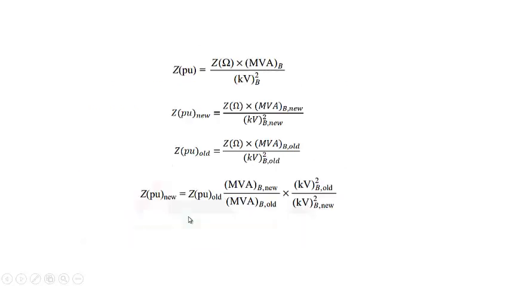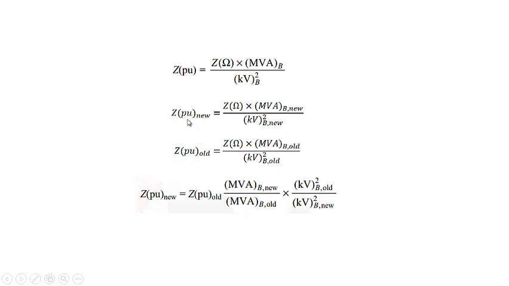So in that case, let us say Z per unit for MVA base is like this. So Z per unit new will be Z ohm. It will remain the same. It will not change. This will change: MVA base new, kV base new. That old was, this will remain the same. This is MVA base old, kilovolt base old.